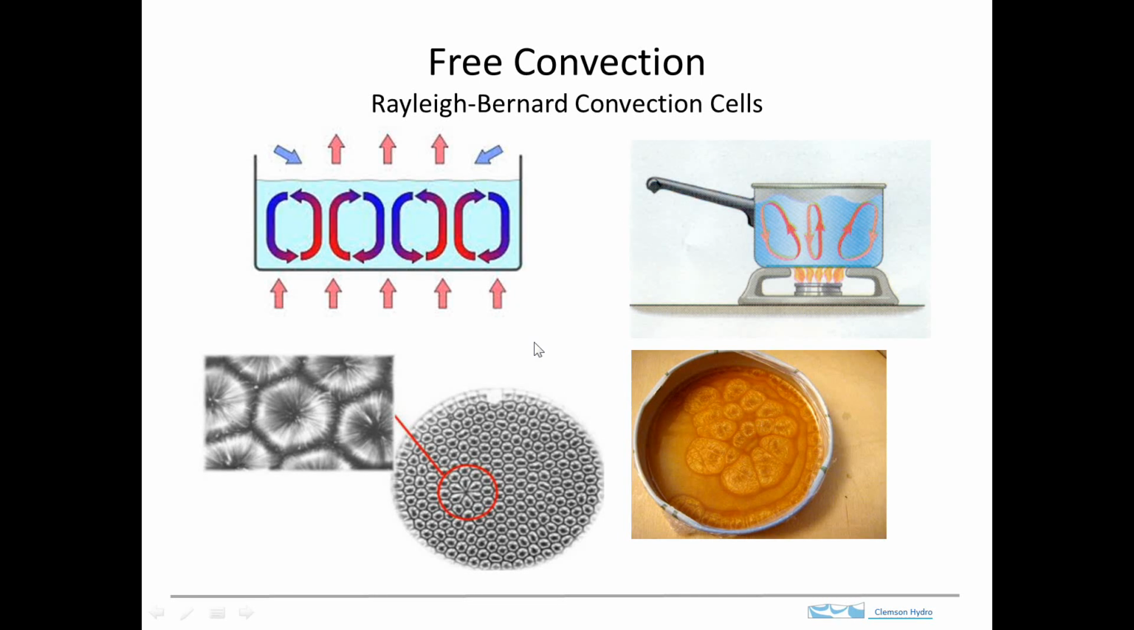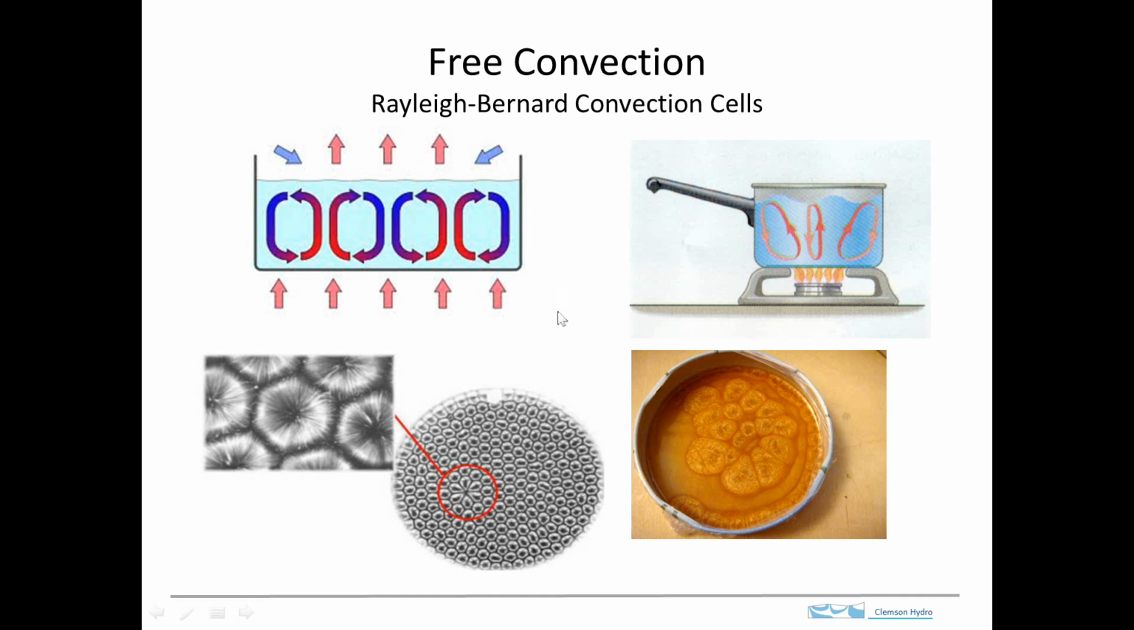Free convection is an important aspect of heat transfer in natural and engineered systems. And a common method or mode of free convection occurs in the form of convection cells that are often called Rayleigh-Bénard convection cells, or sometimes just Bénard cells.